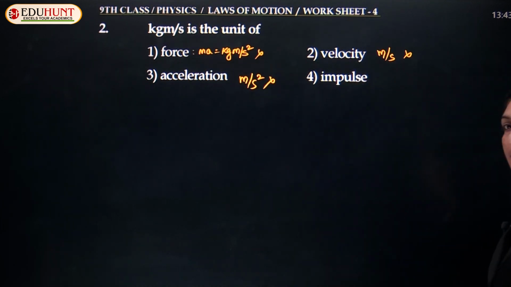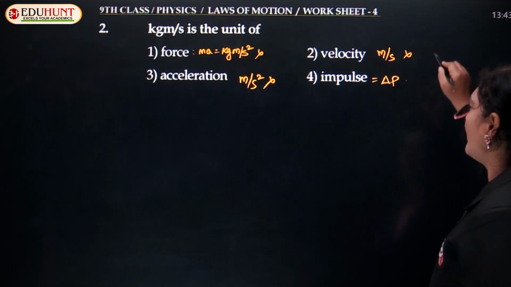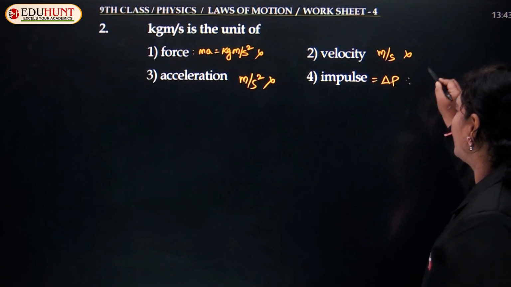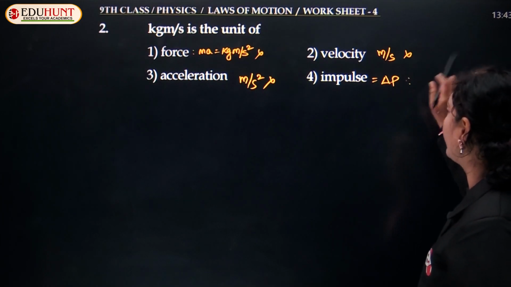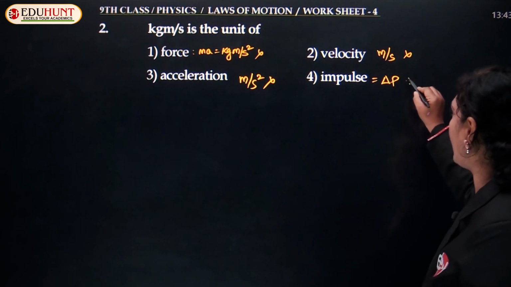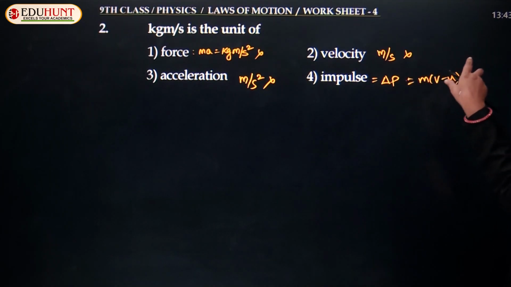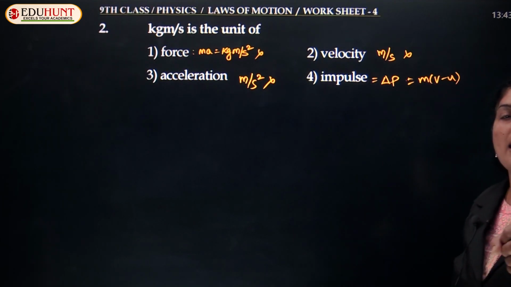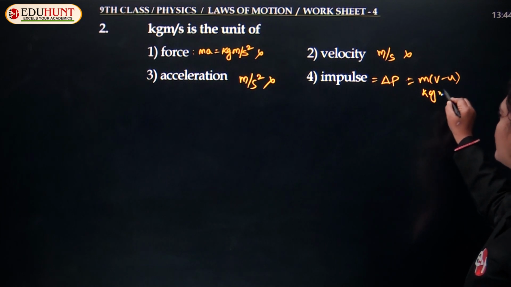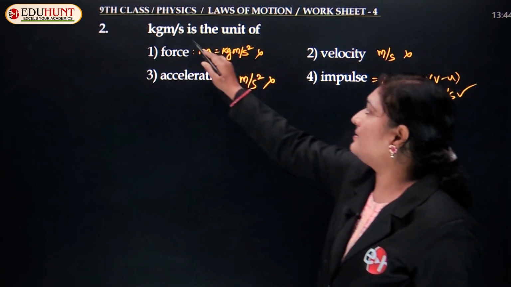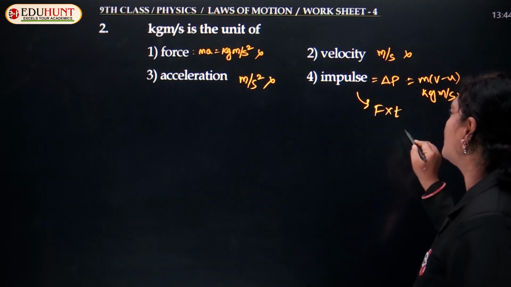Now coming to the impulse. Impulse is nothing but change in momentum, and I can explain its units in two different ways. M into (v minus u): v minus u indicates the physical quantity velocity. So mass is measured in kg and velocity is measured in meter per second. Hence, it goes well. Or else the same impulse can also be written as force into time.